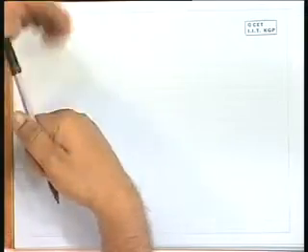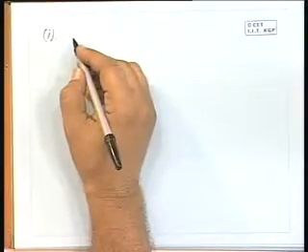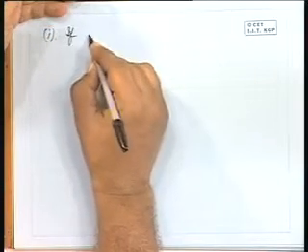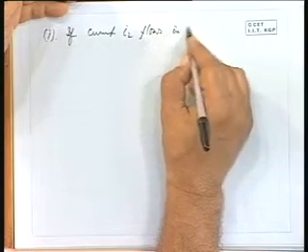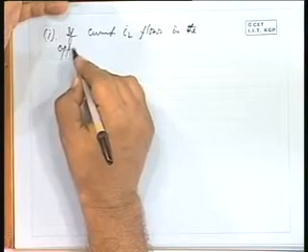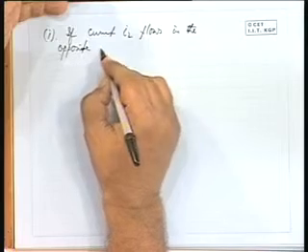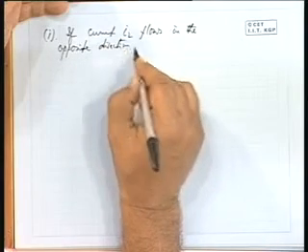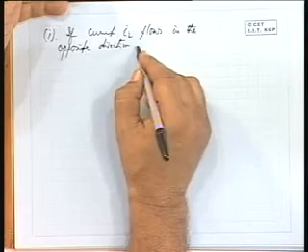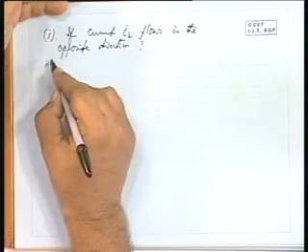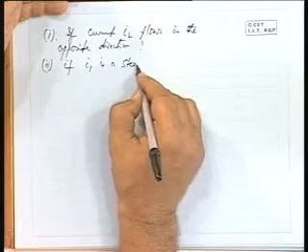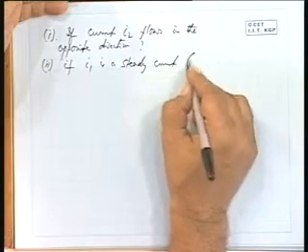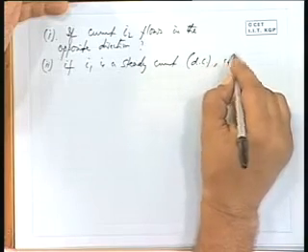And so the questions are, if current I2 flows in the opposite direction, can it ever flow in the opposite direction? Next, if I1 is a steady DC, steady current, that is DC, what will be I2?